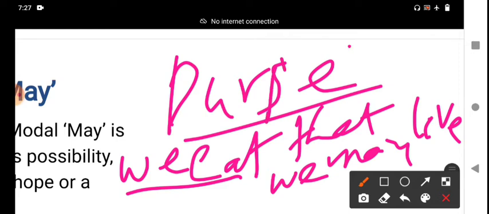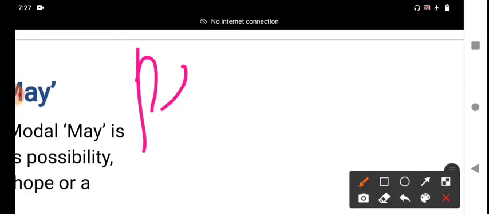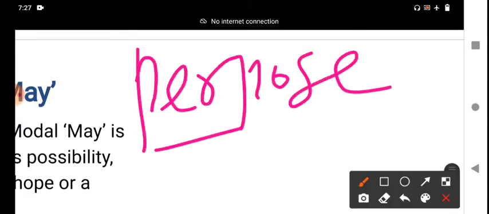P-R-P-O, it is the purpose. Sorry, purpose. What we denote the purpose through the modal verb may. May is used in subordinate clauses that express a purpose.